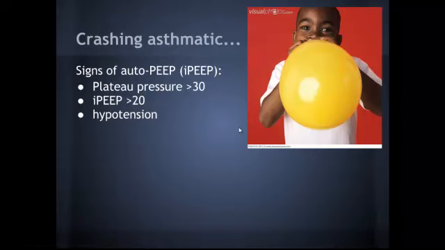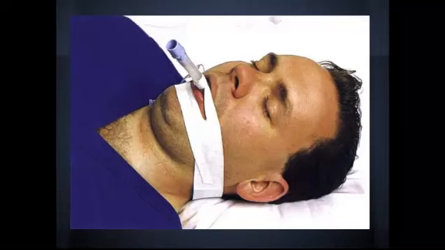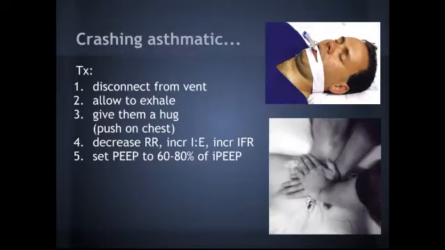The treatment for this is, number one, disconnect them from the vent. Take the machine out of it and allow them to exhale. Get all of that stacked air out of the chest. In fact, you can even help them out by pushing on the chest. Literally give the patient a hug. Allow that air to be squeezed out of the chest and get them to exhale. And then lastly, just think back through all those settings we talked about and really try to maximize them.